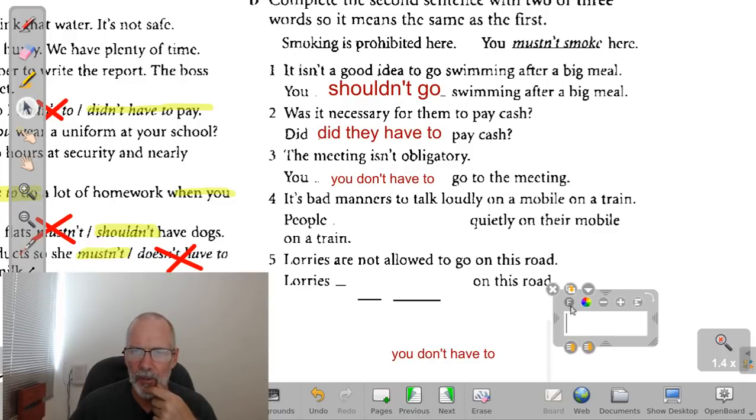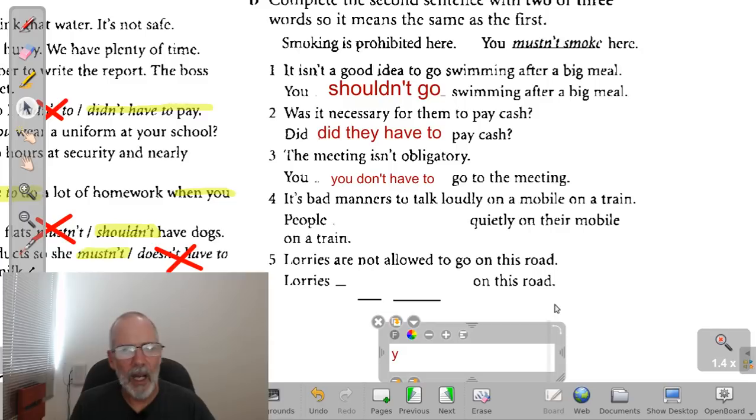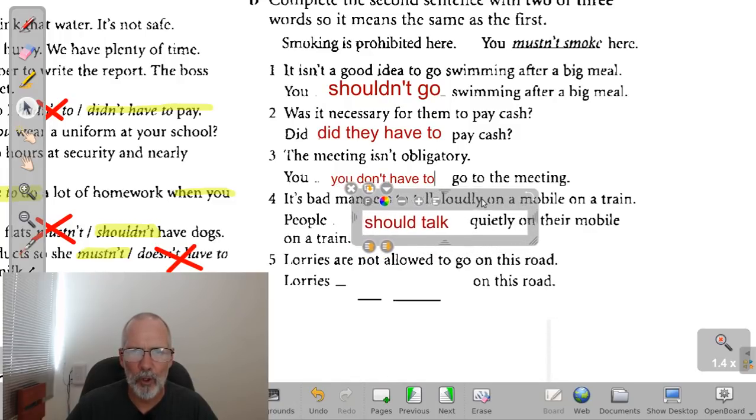Who can give me the answer to this one? It's with should, but it's not should be. It's should plus people. Has anyone got the answer? People should talk quietly on their mobile, on a train, using should. People should talk quietly.